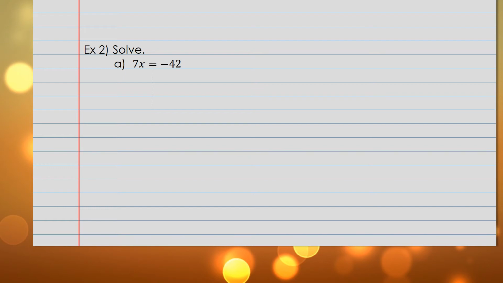Because 7 is touching the x, that means that they are multiplying. So what we need to do is we need to undo that operation. So to undo multiplication means we need to divide. So if we divide the left side by 7, that is okay, as long as what you do to one side, you must do to the other side. And so 7x divided by 7 leaves you with x. And on the right side, negative 42 divided by 7 leaves you with negative 6.